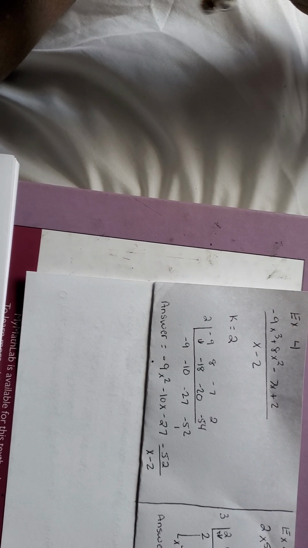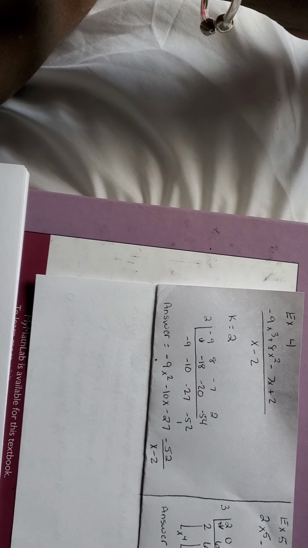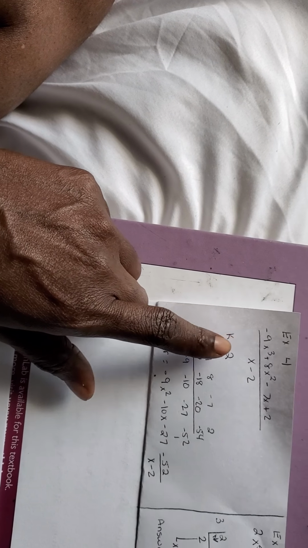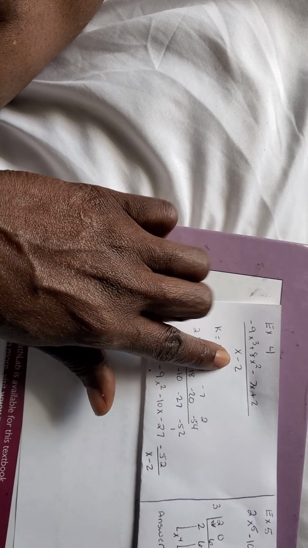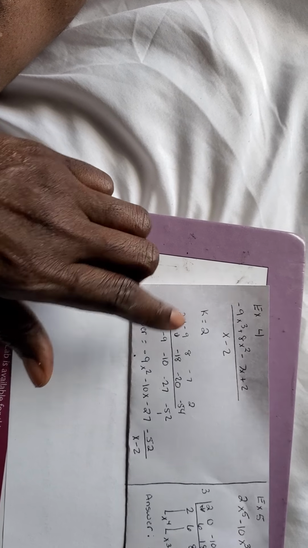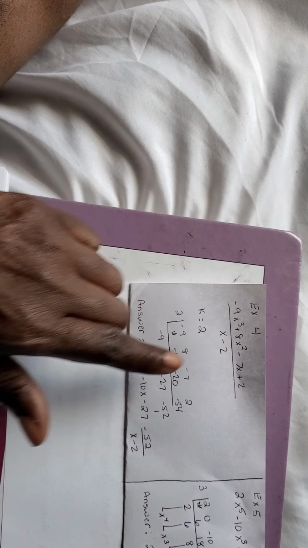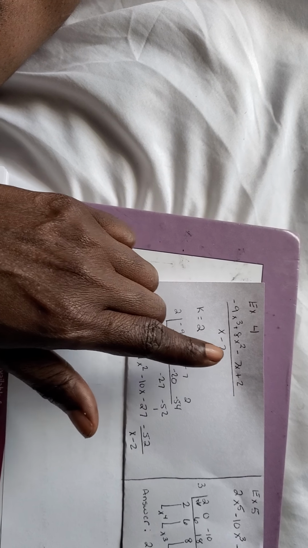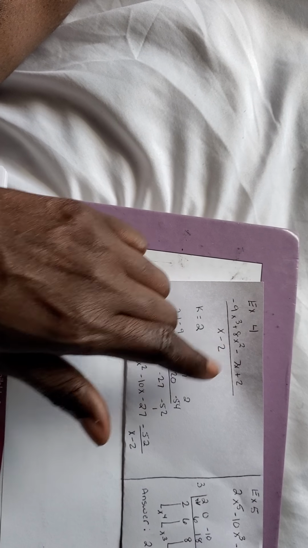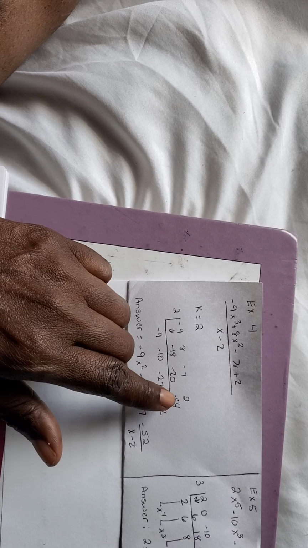Example number 4. When you look at example number 4, we have negative x cubed plus 8x squared minus 7x plus 2 divided by x minus 2. Our k, remember our k is 2 because the divisor, which is the denominator, is of the form x minus k. We place the 2 on the outside. We write down all of our coefficients: the coefficient for x cubed, the coefficient for x squared, which is 8, the coefficient for x, which is negative 7, and the constant, which is 2.